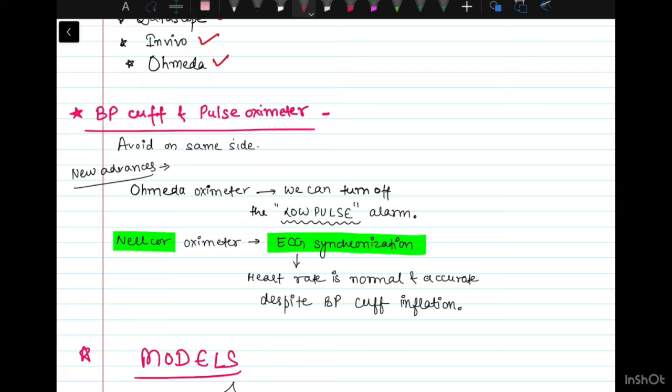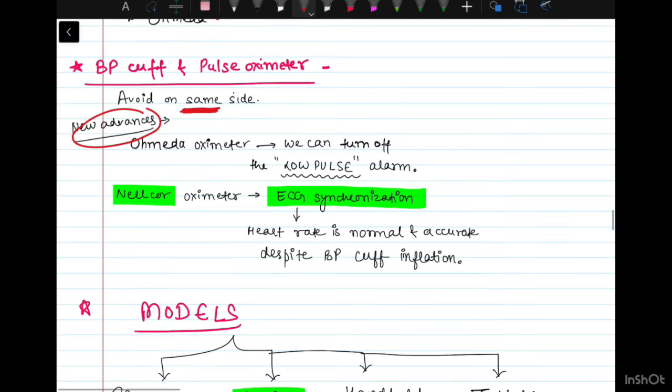Then the BP cuff and the pulse oximeter, we all know that we have to avoid them on the same side, because the BP cuff will inflate and the arterial supply is going to remain the same, but the non-arterial, the venous supply and all that, are going to be hampered. So that's why we have to avoid it on the same side.